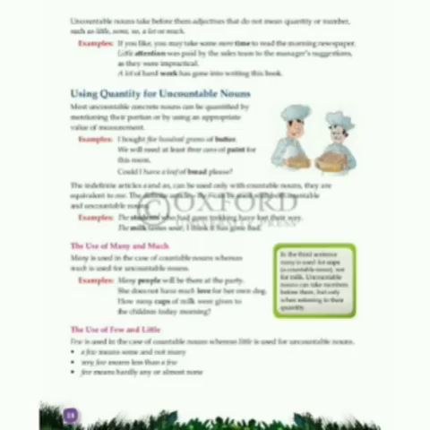Uncountable nouns take before them adjectives that do not mean quantity or number, such as little, some, no, a lot, or much. For example, look at the first one. If you like, you may take some more time to read the morning newspaper. Here, more time I am mentioning, but not exactly how many minutes or how much duration. Second one, little attention was paid by the sales team to the manager's suggestions as they were impractical. Here, little attention, we have added little because it is uncountable.